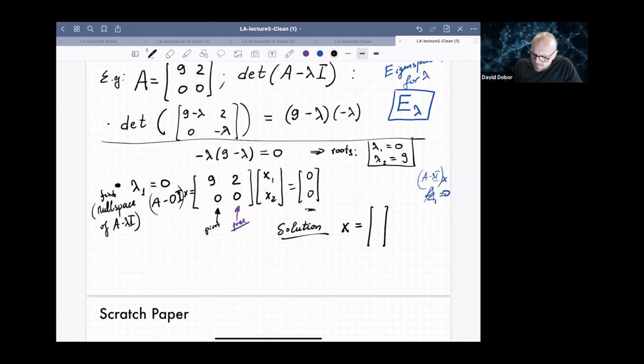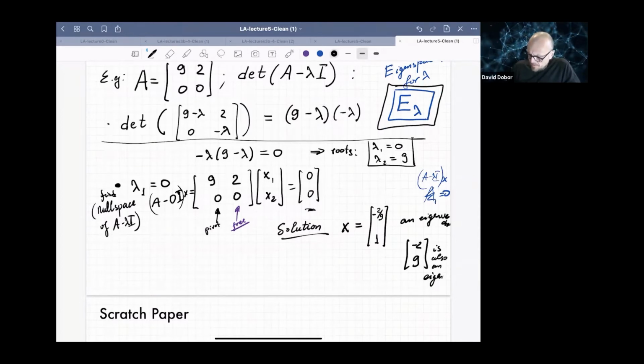So if I set the free variable to 1, what's the value of the other one? Minus 2/9. So I could have set another x at any multiple. This is an eigenvector. I could have set this to 9, and this would have been minus 2, which is also an eigenvector. The eigenspace is the space generated by any one of these eigenvectors.